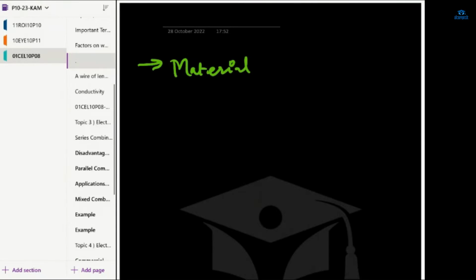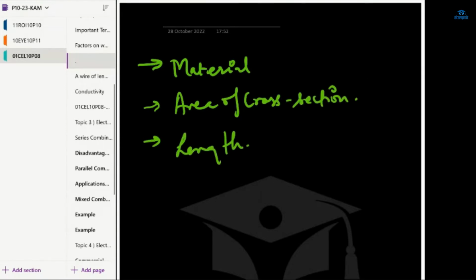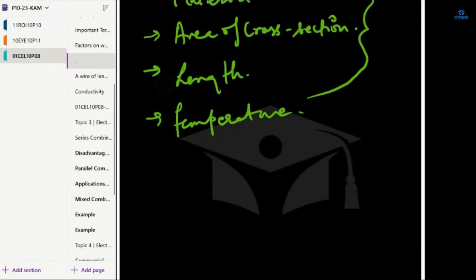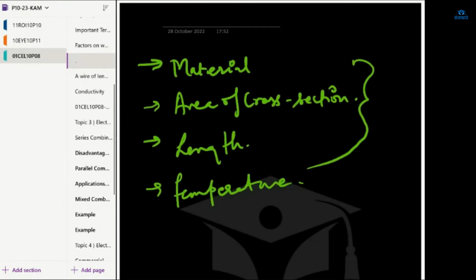So tell me, what are the factors on which the resistance of a conductor depends? Area of cross section, and length, and temperature. So what is the relation between these three and the resistance? To this we denote it as rho, resistivity, right?